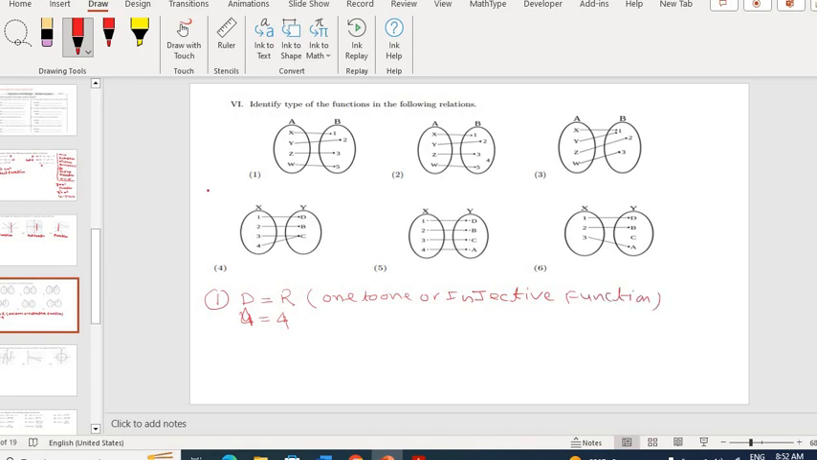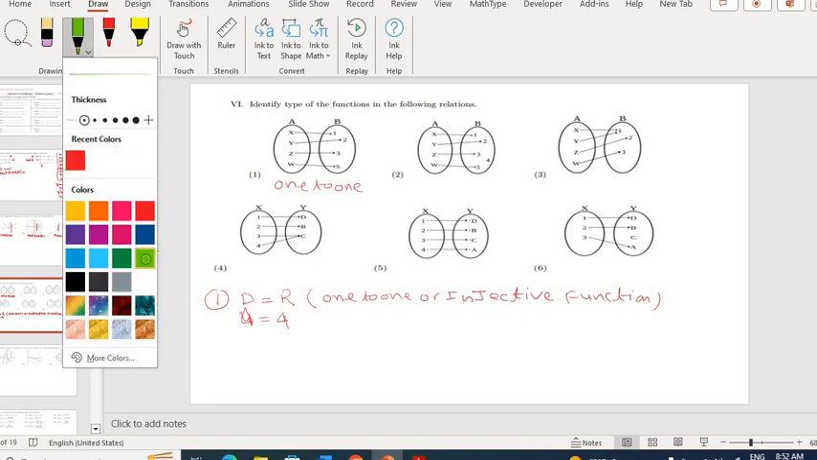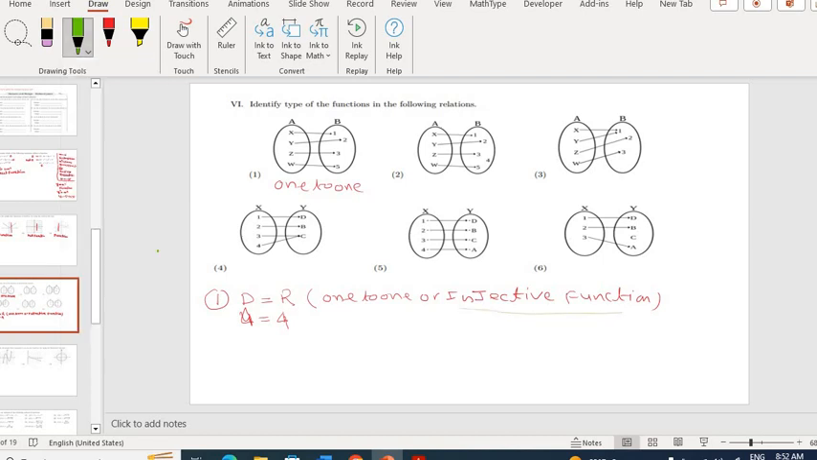So question number 1 is one to one. This is one to one or injective. Question number 1 is one to one, or you can say injective function.